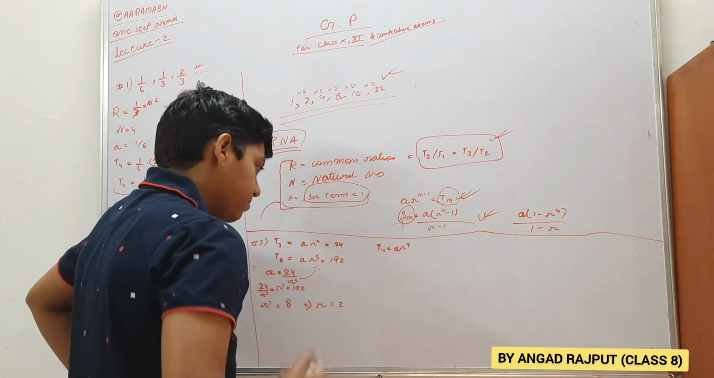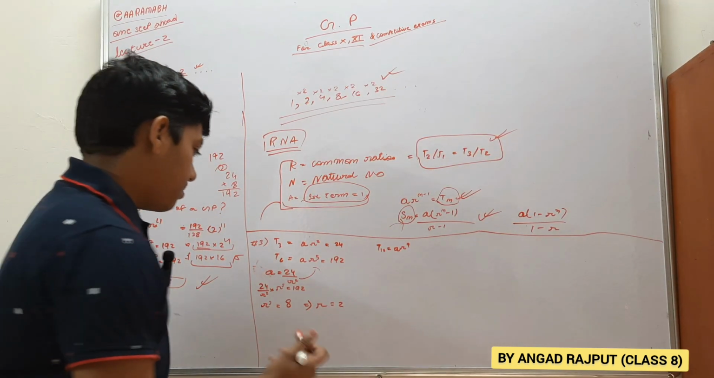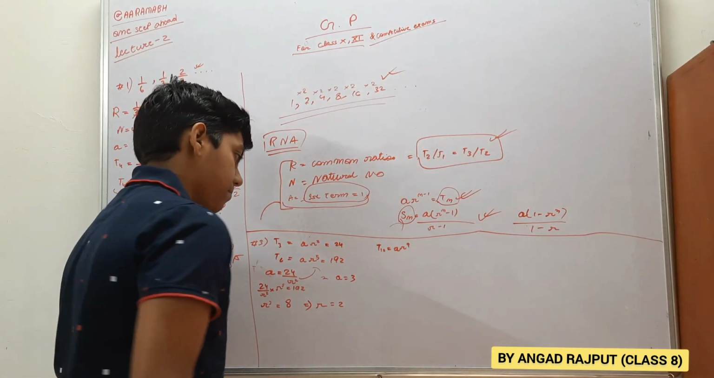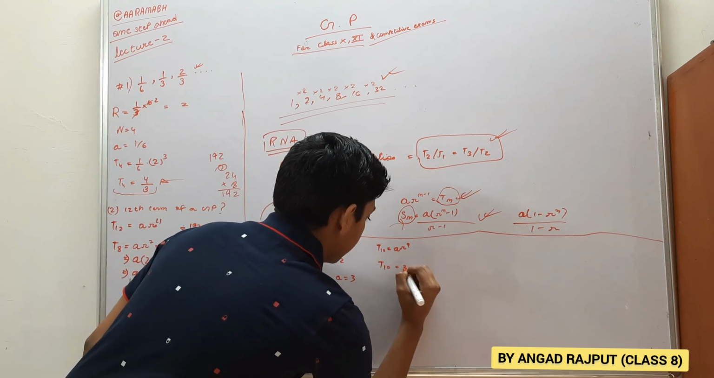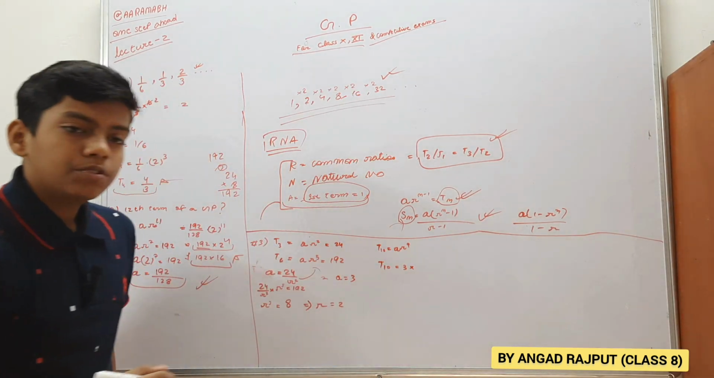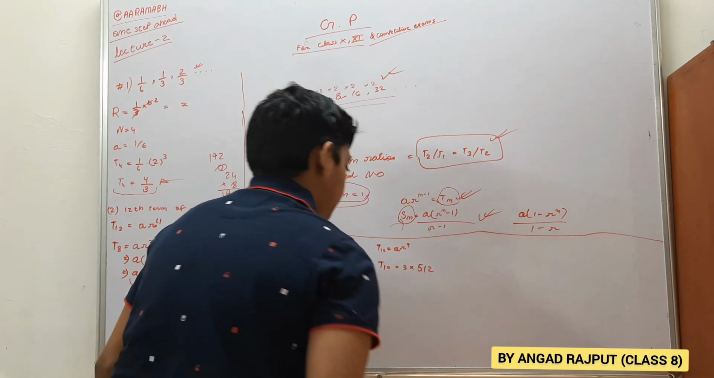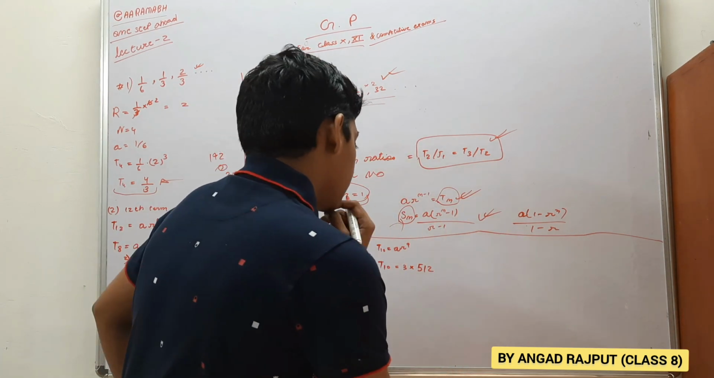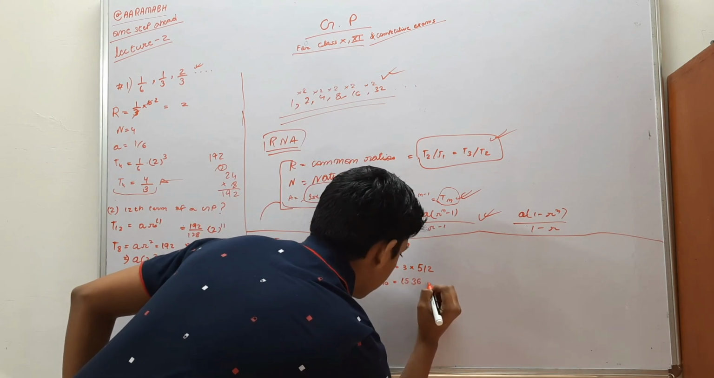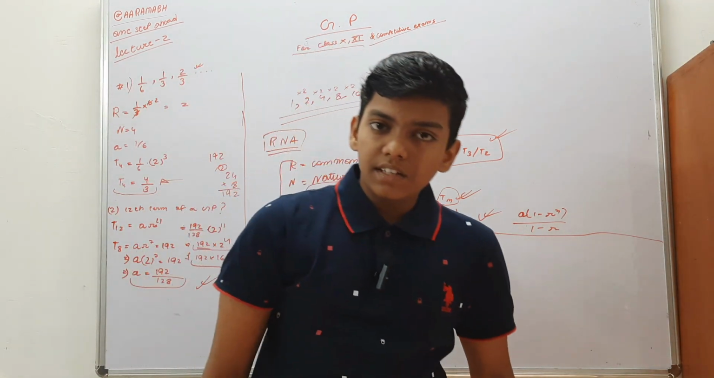Now the sum is almost solved. We still need to find the value of A. It is easy. A is equal to 24 by 8, which is 3. So T10 will be 3 into R to the power 9. What is R? 2. So 2 to the power 9 is 512. 512 into 3 is equal to 1536. So this is your answer, this is your 10th term.